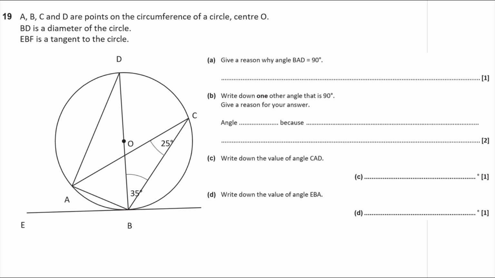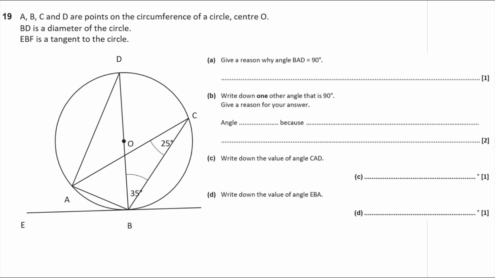Question 19. A, B, C, and D are points on the circumference of a circle centre O. BD is a diameter of the circle. EBF is a tangent to the circle. Give a reason why angle BAD is equal to 90 degrees.